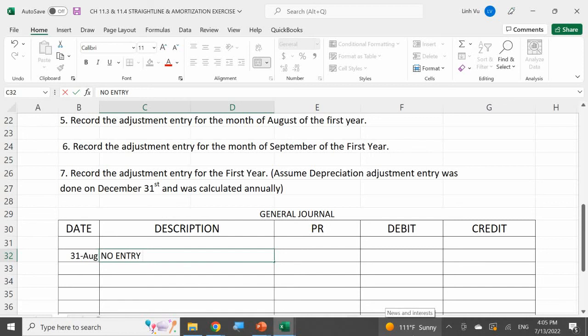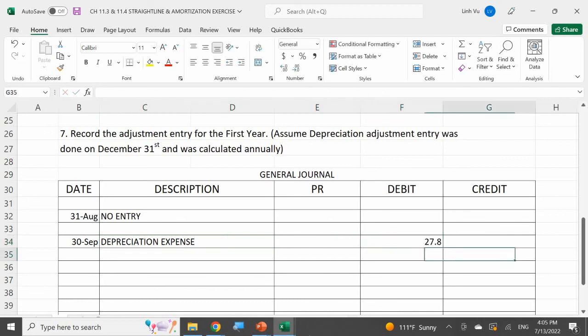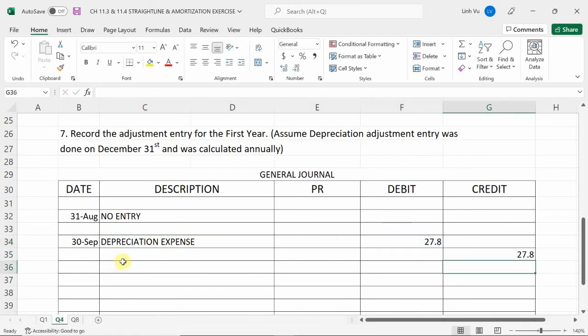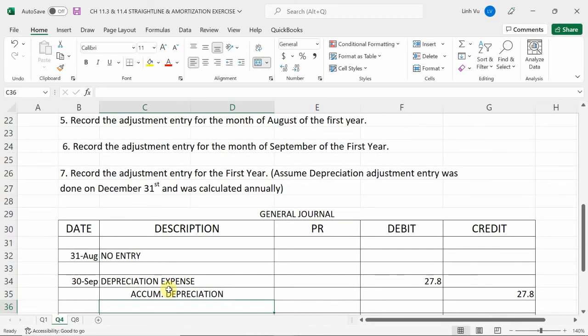Now I say, record the adjustment for the month of September of the first year. That's when we start doing 2780. So in this case, it's September 30th. So what am I needing to record? Debit 2780, but first you'd have to write depreciation expense. And then for credit, you'd write accumulated depreciation for 2780. Excellent. And it'd be the same number for credit too. Yes. Okay.